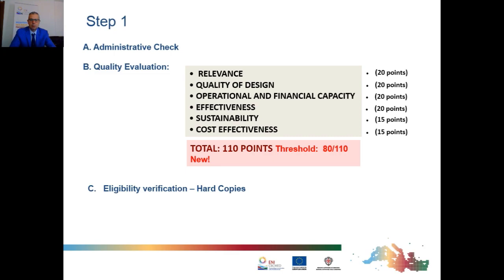The total score that each proposal can obtain is 110 points. However, no proposal can be financed if it does not reach the minimum threshold of 80 points out of 110. Threshold is a new aspect compared to the previous call for proposals, and it is the only threshold set for this evaluation phase.